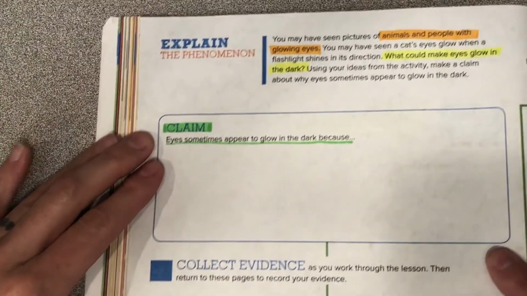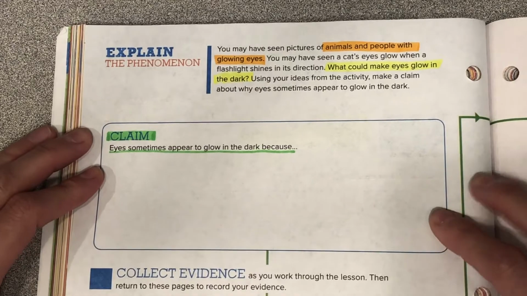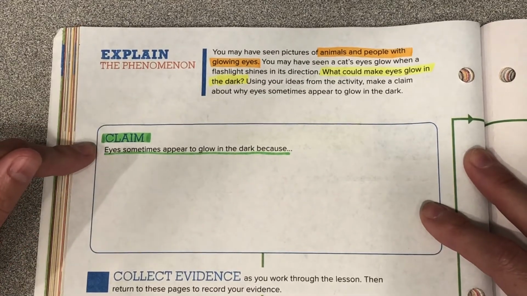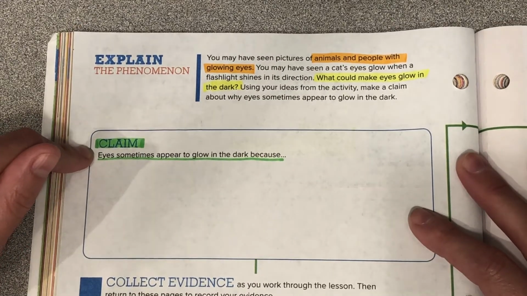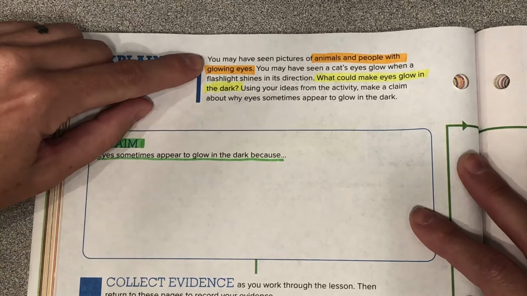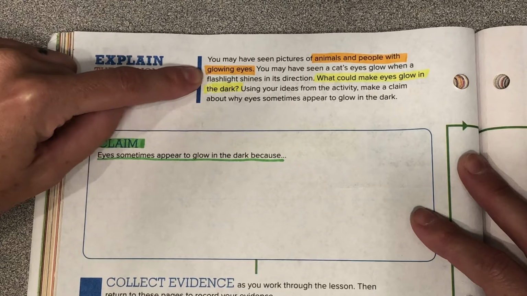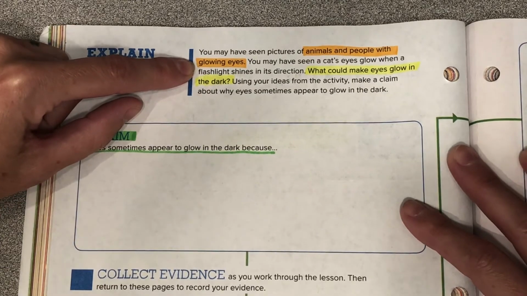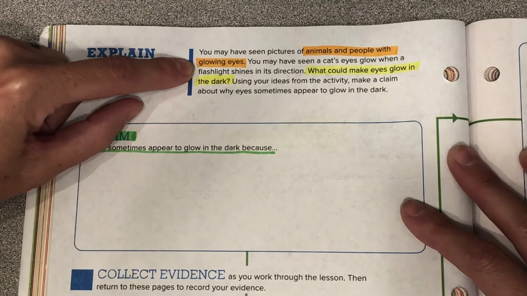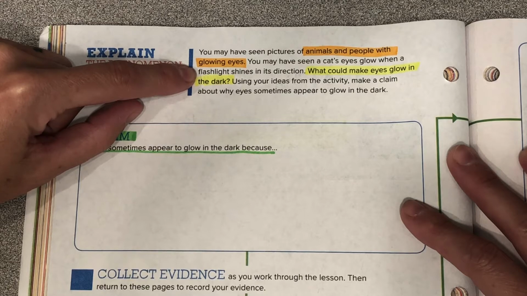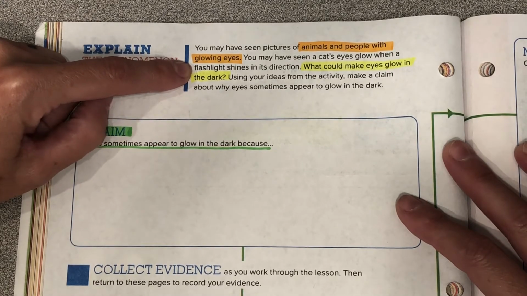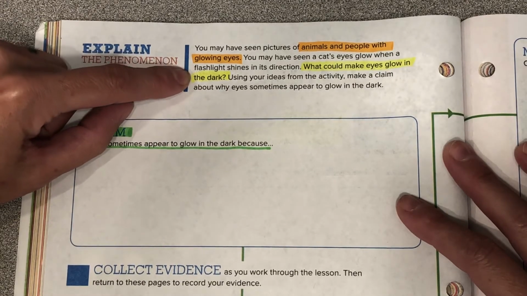Last thing for today, nice easy start of this week, is we're going to turn the page to page 88 and we're going to fill out just the claim. Okay, so our whole CER says, you may have seen pictures of animals and even people sometimes with glowing eyes. You may have seen a cat's eyes glow when the flashlight shines in their direction. What could make these eyes glow in the dark?